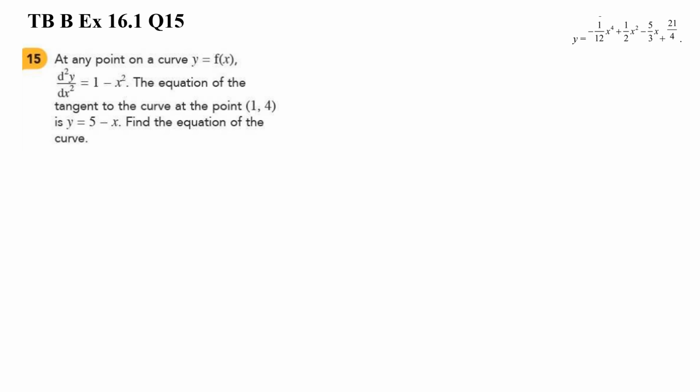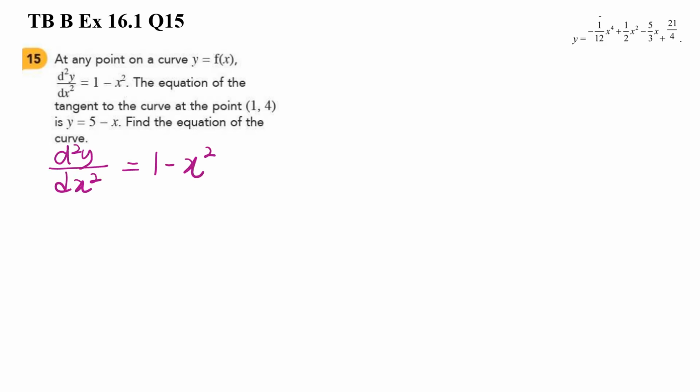All right, so what we have here is a curve y equals f of x. You're given the second derivative, d2y over dx squared equals 1 minus x squared. That's why it's connected to differentiation. So you must be good in differentiation. Otherwise, if you are not good in differentiation, integration will suffer. And if your differentiation and integration suffer, your kinematics will suffer. So all these are related. If you're not too sure about differentiation, go and revisit the chapter first before you come to integration. Okay, so you're given that the equation of a tangent to the curve at a particular point is y equals 5 minus x. Find the equation of the curve.